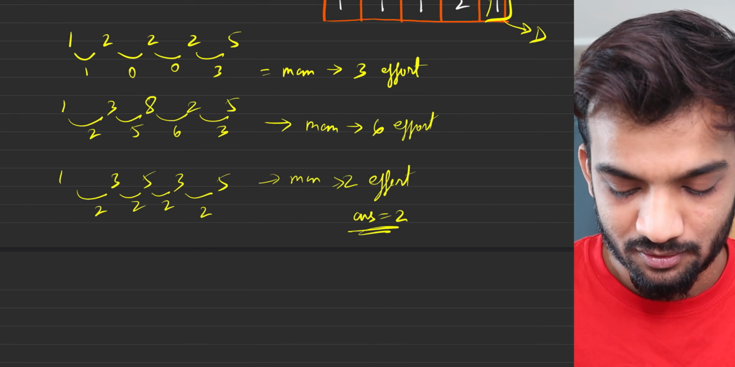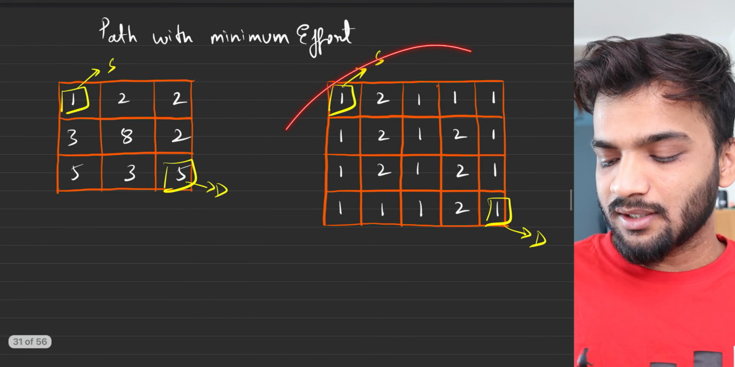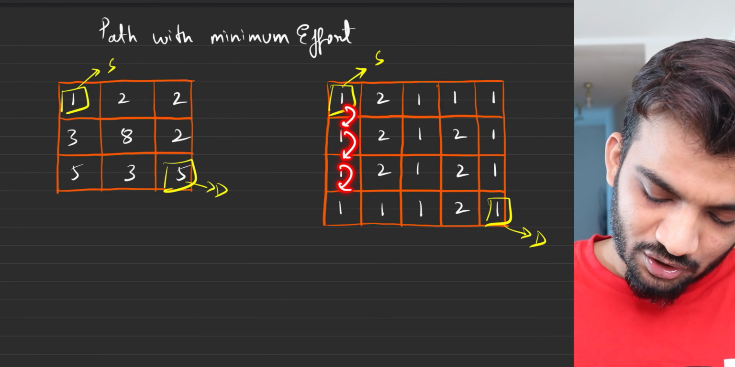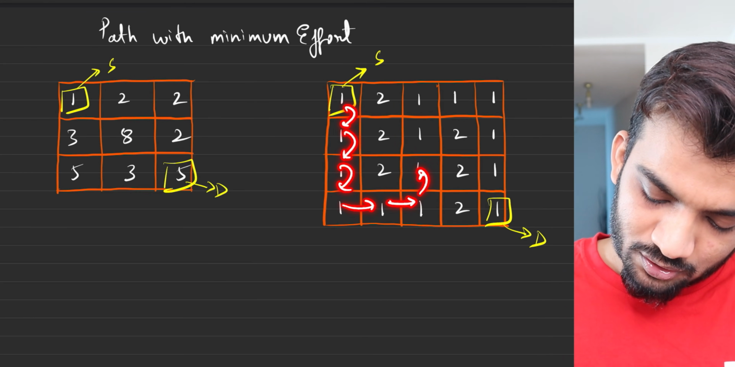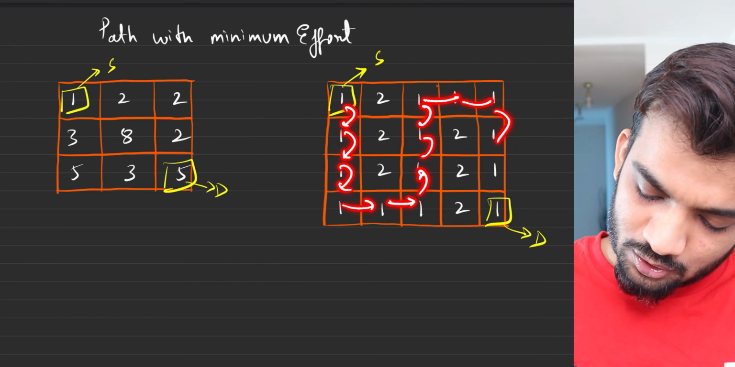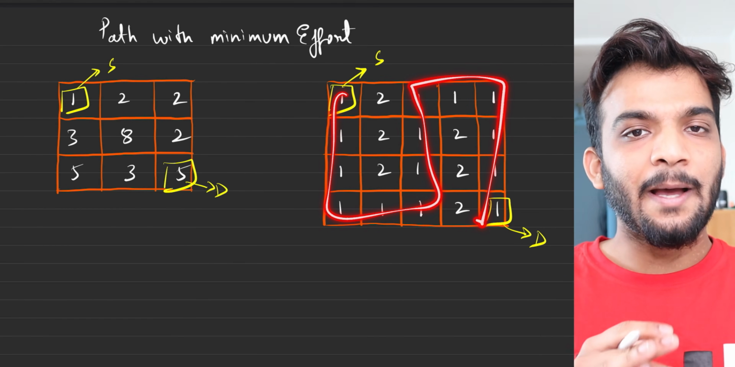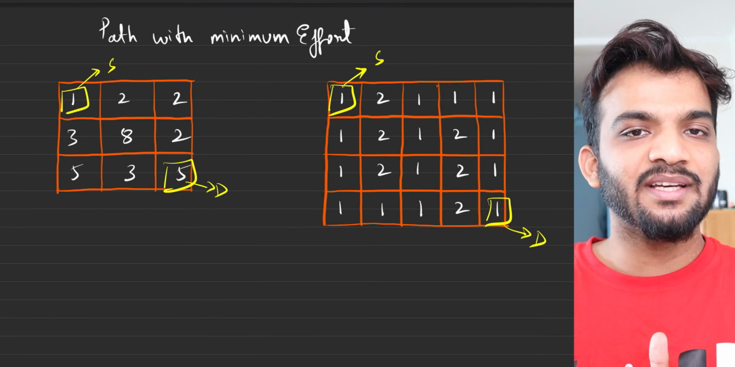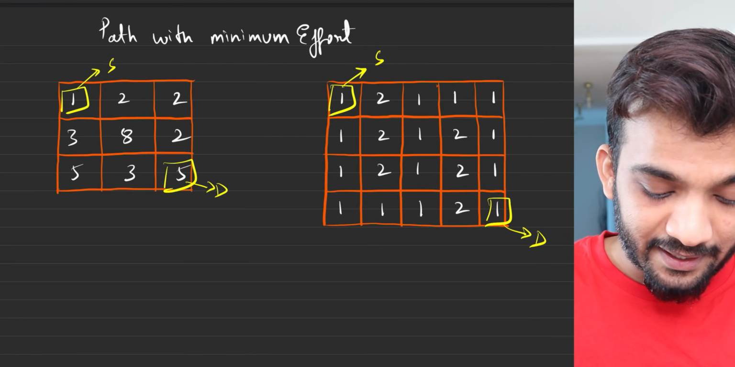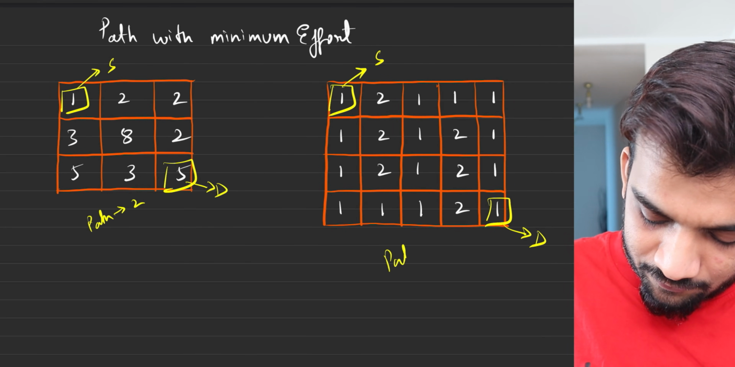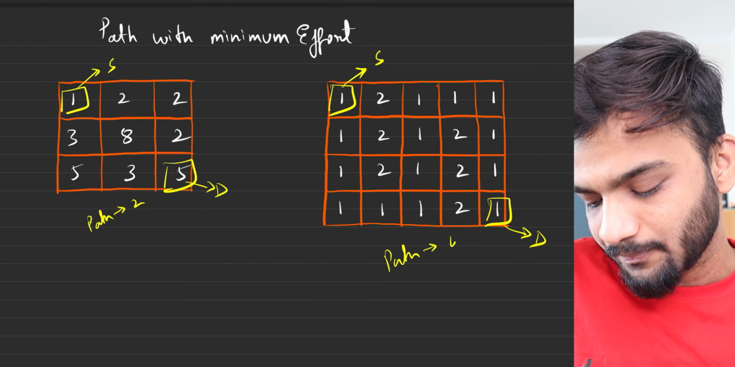That is the question. So if I take the second grid, what will be the answer? If I go from here, with all 0s, if I take that one path, the absolute difference between all the adjacent elements will be 0. So I can say for the first grid the path's effort is 2, while for this one the path's effort is 0.